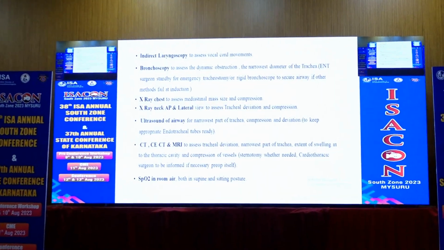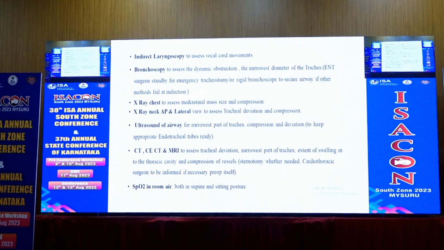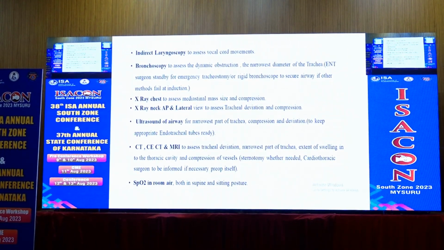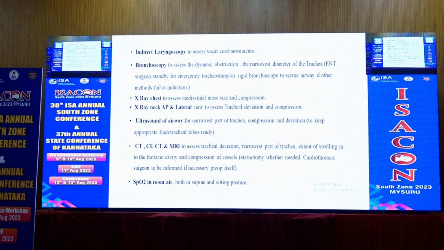And indirect laryngoscopy always to assess the vocal cord movements, and we have to document this preoperatively, because preoperatively itself there may be a vocal cord palsy, so it's better to do it. And bronchoscopy, here one thing is, this is going to help in such patients who have a huge retrosternal goiter, because it will show us the dynamic obstruction and which is the narrowest part of the trachea.